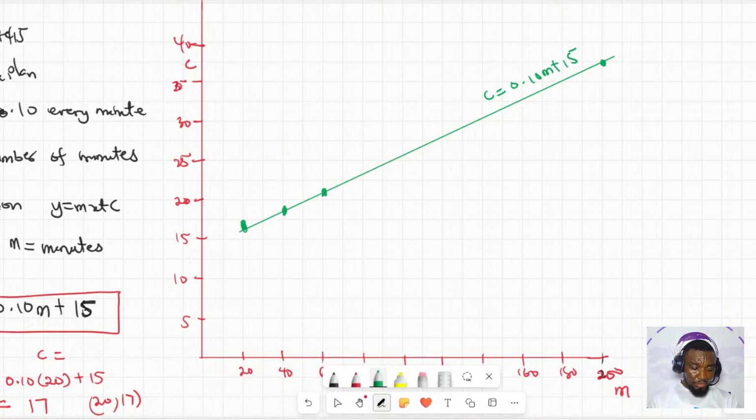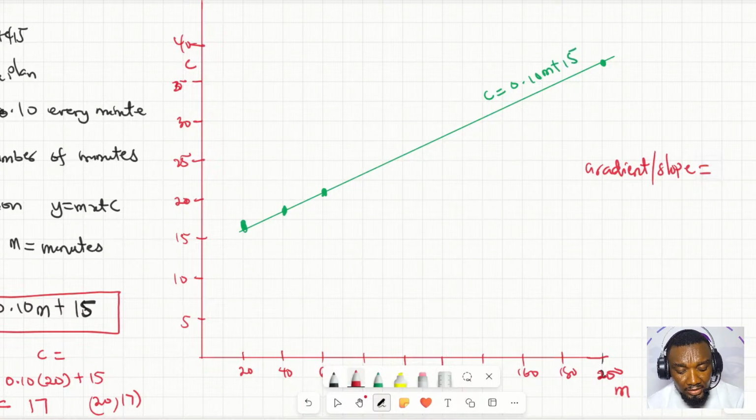So now that we have looked at the graph, in the first place, what is the gradient of the graph? What is the gradient or the slope of the graph? Write it in the comment section and let me see. What do you understand by the gradient or the slope of the graph? What value is the gradient or slope of the line? Right, so yes, put your answers there before we continue.